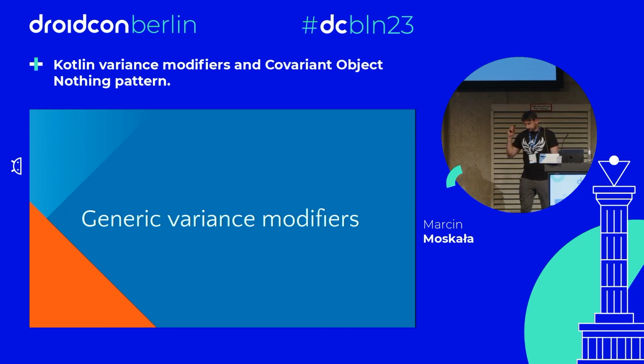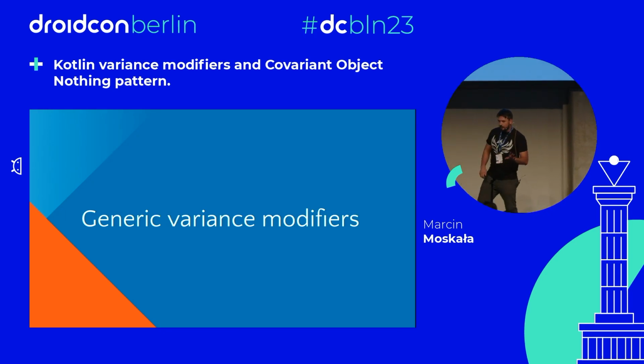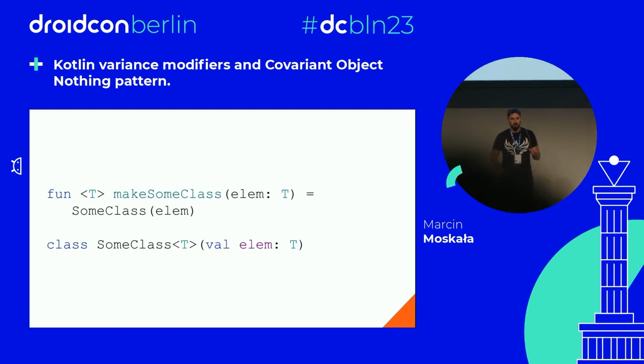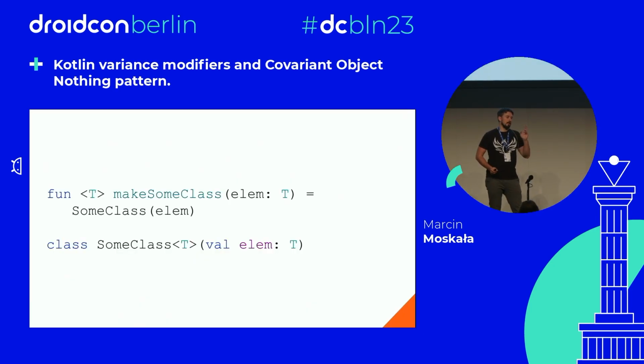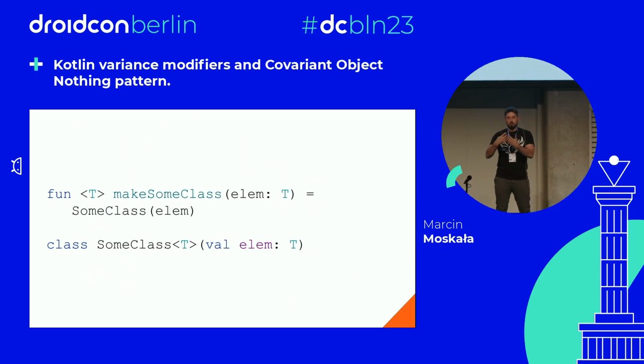So let's start from generic variance modifiers. At this point, I assume that you know the essentials of generics, so that you know that you can define a generic function, so a function with a type parameter. When you call it, you specify a type argument. A type parameter is a placeholder for a type, and during compilation, the type argument will be used in the place of the type parameter.